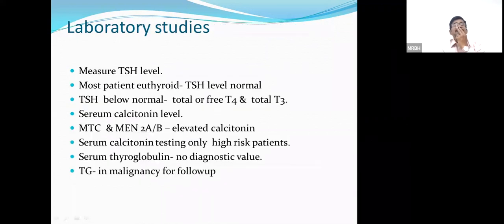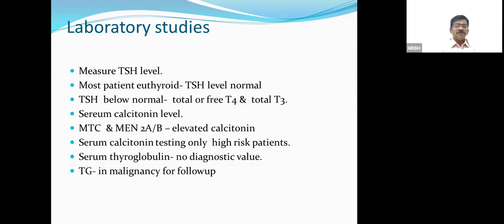Then come the laboratory studies. As I said, as part of the quadruple assessment, we do the TSH level. Most of the patients are euthyroid and the TSH level is normal. If the TSH is below normal, then we should go for a total or free T4 and total T3.